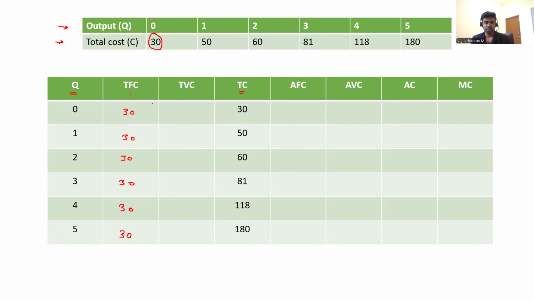So total fixed cost plus total variable cost will be equal to total cost. So here there is no variable cost involved, so here it will be 30. I want 50, so variable cost is 20. Here it is 30. Here it will be 51. So here it will be 88, right? Yes. So it is 88. And then here it will be 150. Okay. Now just a minute.